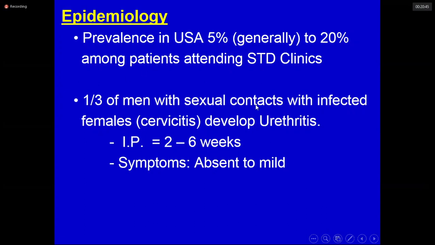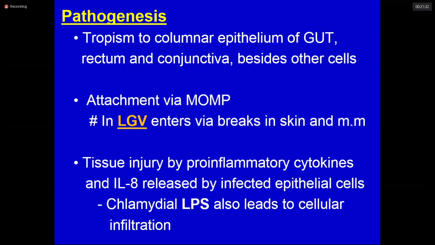One third of men with sexual contact with an infected female, for example one who has cervicitis, will develop urethritis during a period of 2 to 6 weeks. That is to say, the incubation period is 2 to 6 weeks. If a patient has contact today, after 2 to 6 weeks they may manifest the signs and symptoms of urethritis, which we have described previously. Sometimes the symptoms could be absent or just mild, not always detectable, or the patient does not become aware of it.